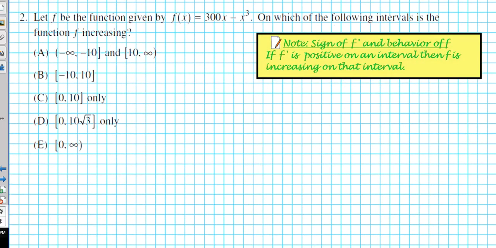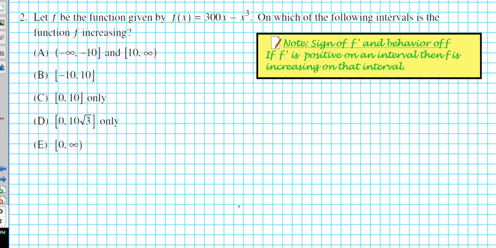Now let's take a look at question number 2. Let f be the function given by f of x equals 300x minus x to the third. On which of the following intervals is the function f increasing? One thing you want to keep in mind is the connection between the sign of f prime and the behavior of f. If f prime is positive on an interval, then f will be increasing on that interval. So let's keep that in mind.